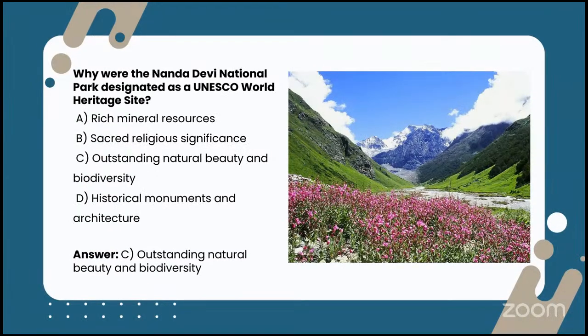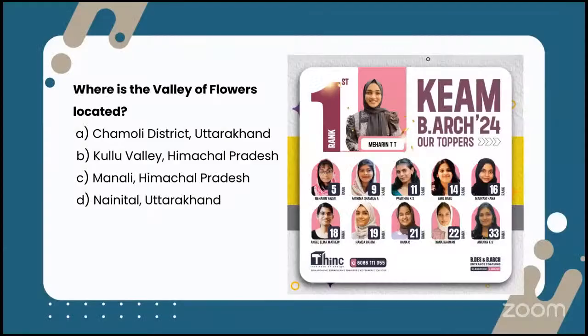All right, again the same question. Where is the Valley of Flowers National Park located? Here it's a little more specific. In Uttarakhand itself, we have two important places given. Earlier I told you the Valley of Flowers is located in Uttarakhand, so here it is more specific. The options are Chamoli district, Uttarakhand; Kulu Valley, Himachal Pradesh; Manali, Himachal Pradesh; Nainital, Uttarakhand.